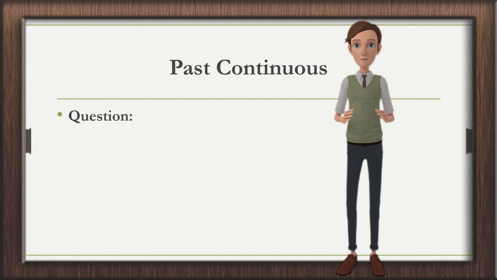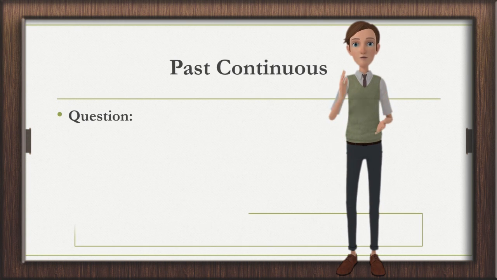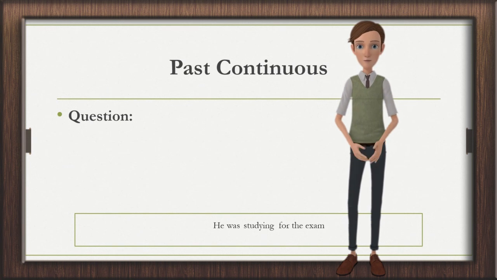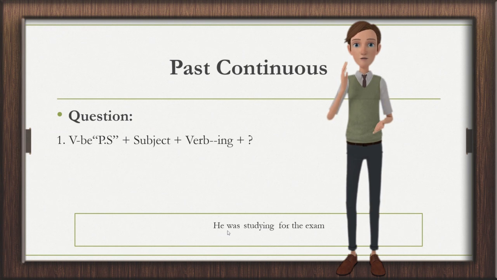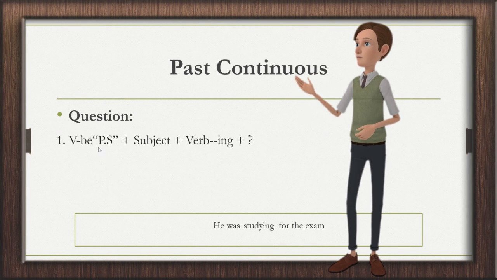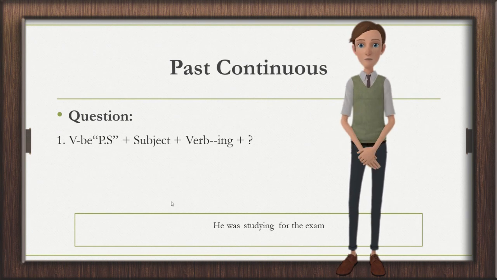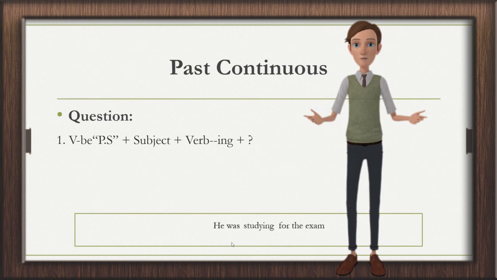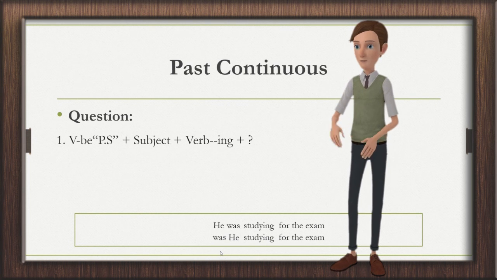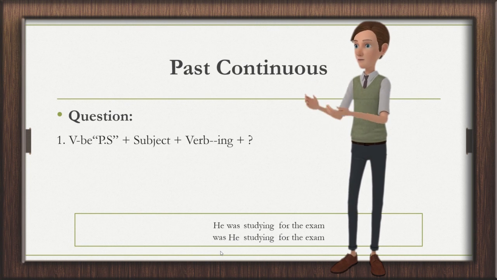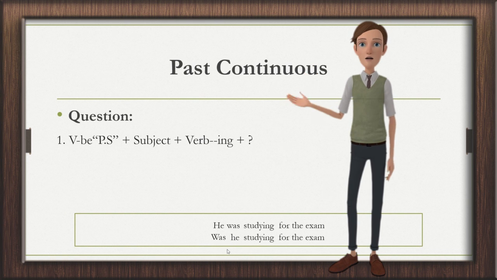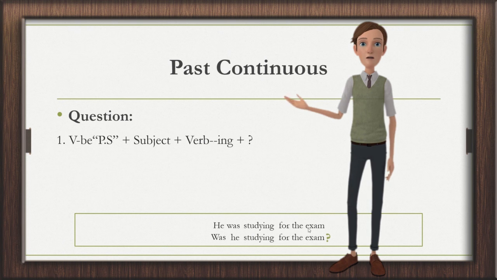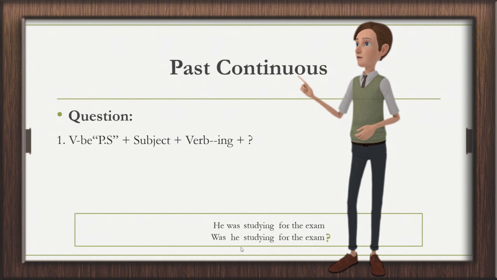Past continuous in the question form. He was studying for the exam. Since we have a verb to be here, we switch the places between the verb to be and the subject. So he was studying for the exam becomes was he studying for the exam. We change the capitalization, we add a question mark. He was studying for the exam. Was he studying for the exam?